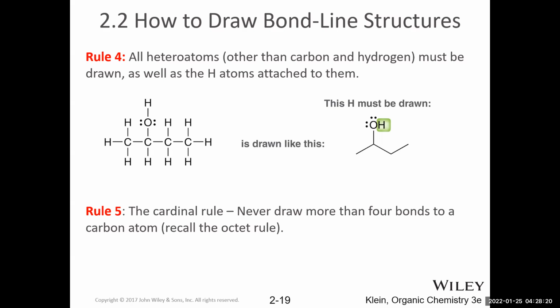Both are acceptable. And then rule number 5, which is the cardinal rule, which means that it's the most important, cannot ever be broken, right? No exceptions. Never draw more than 4 bonds to a carbon atom, right? So recall the octet rule for second row elements. We cannot exceed the octet for second row elements. So that means carbon can never, ever make more than 4 bonds. So make sure you don't draw that.